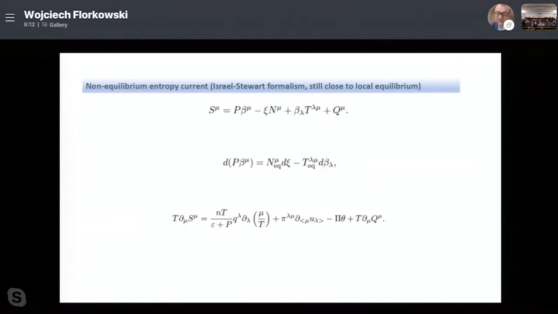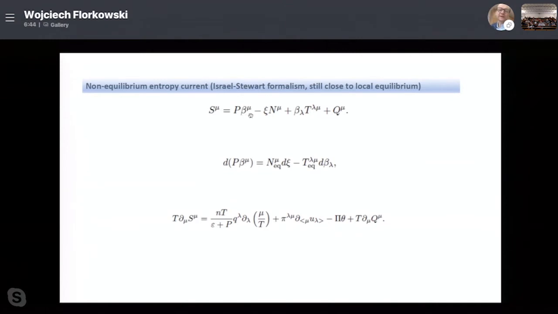I was giving you the arguments of Israel and Stewart, but they did much more. They found a kind of solution to this problem. So again, one slide with the recollection. This is the entropy current, S mu, and it has some part which is expressed by the equilibrium quantities like the pressure and beta.